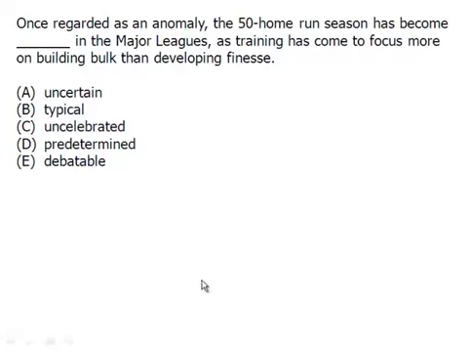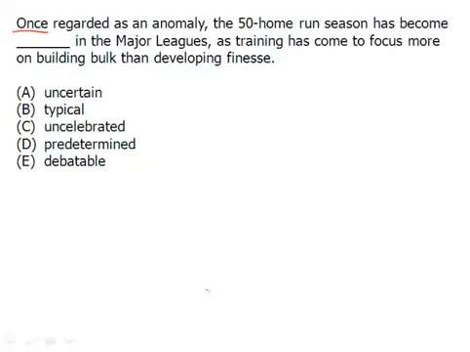In this video, we're going to deal with time shifts. It's a type of shift, and the signal word is something like "once," where you know that this word is going to pit two times against each other. That is the past and the present.